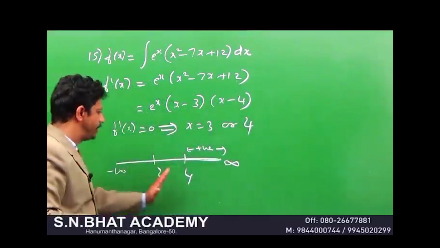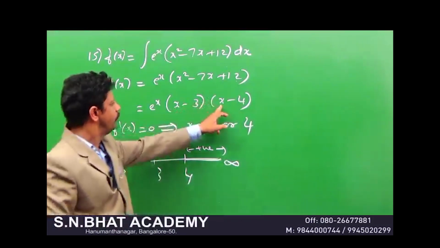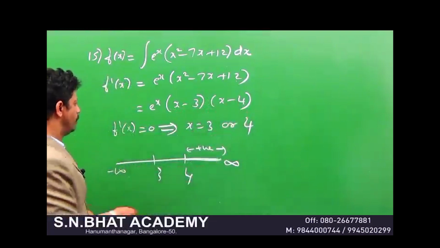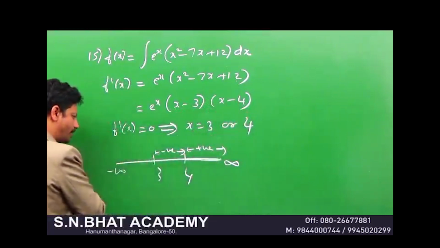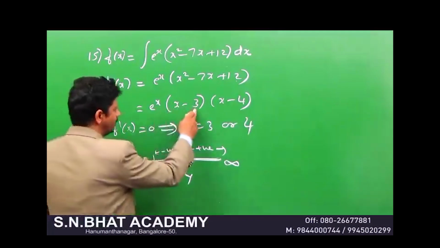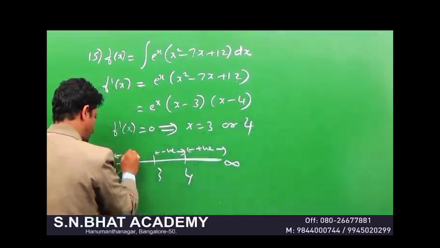Now take a number between 3 and 4, say 3.5. 3.5 minus 3 is positive, whereas 3.5 minus 4 is negative. Therefore positive into negative is negative. Now put a number less than 3, say 0. 0 minus 3 is negative, 0 minus 4 is negative, negative into negative is positive.